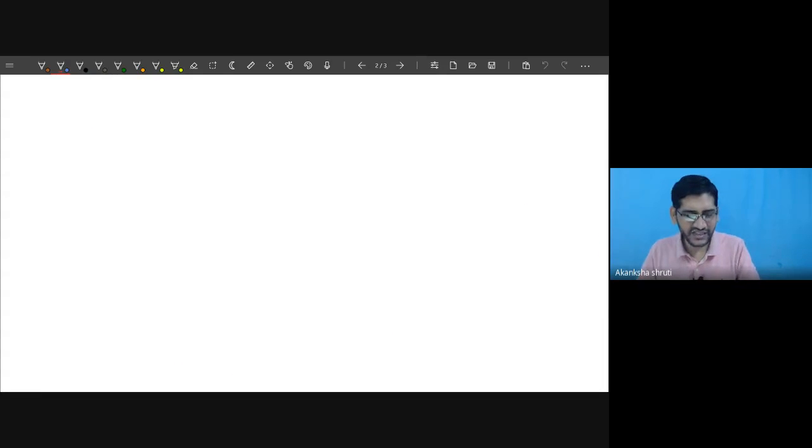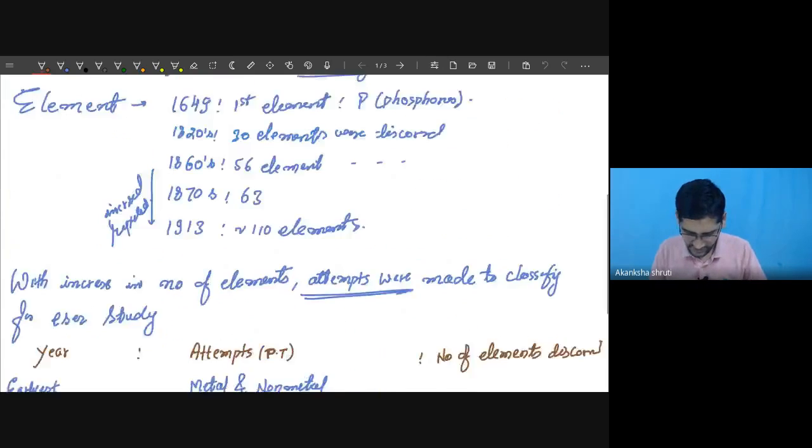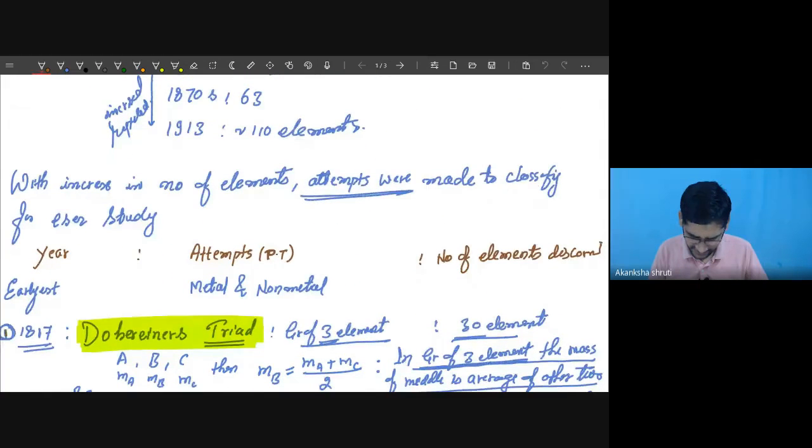But before that, two others are there. I don't think they are required. Let me see your notebook. Yes, just the name is given. So write Newland's octave rule. The second one is Newland's octave rule. This was the next classification, student. Mark it in red.